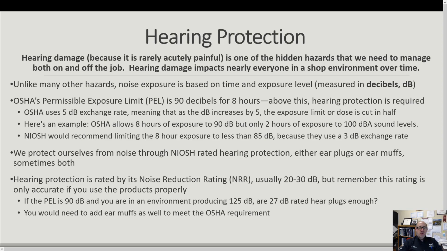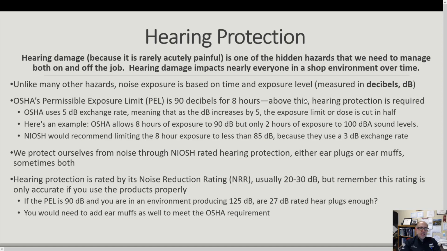We protect ourselves from noise through NIOSH rated hearing protection, either plugs or earmuffs, sometimes both. Hearing protection is rated by its noise reduction rating, its NRR. Usually it's in the 20 to 30 decibel range. The good stuff's 29. But remember, this rating is only accurate if you use the products correctly. If you're using earplugs and you've only got them halfway in your ear, you're not getting 29 decibels of protection. You might only be getting 15. So you've got to use them correctly.